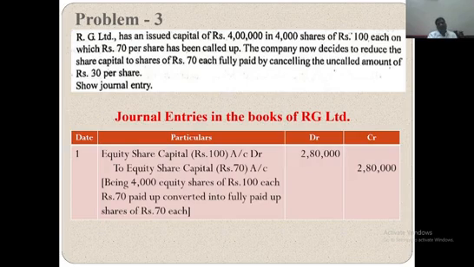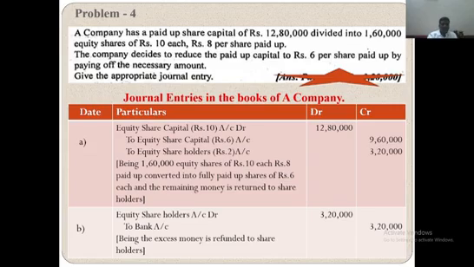So the journal entry: equity share capital account debit 100 each to equity share capital account 70 each. So 4 lakh into 70, 2 lakh 80,000 credited to capital account. 2 lakh 80,000 divided by 100, how many shares? 2,800 shares. This means 70 paid up.